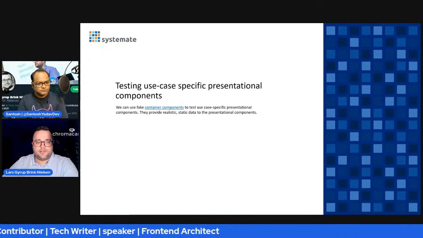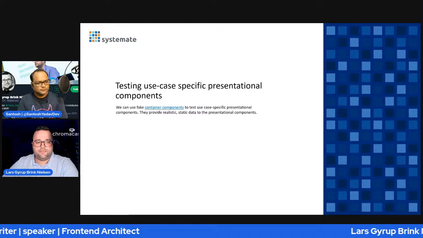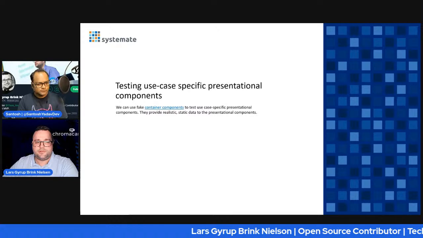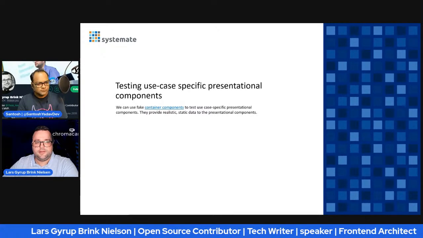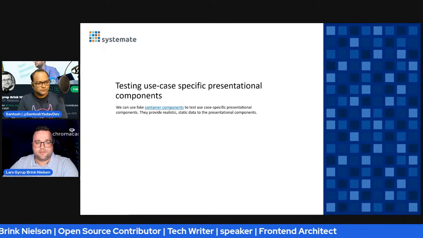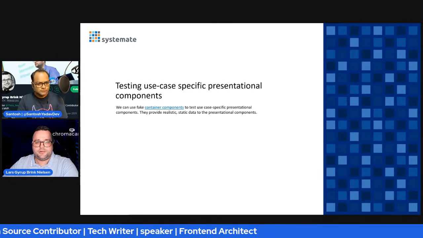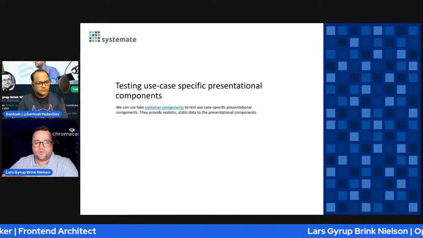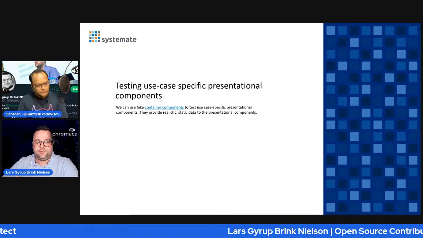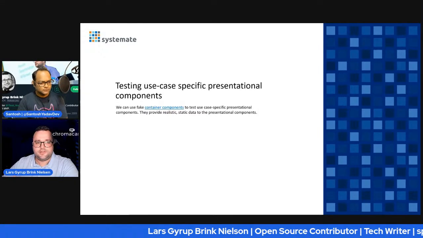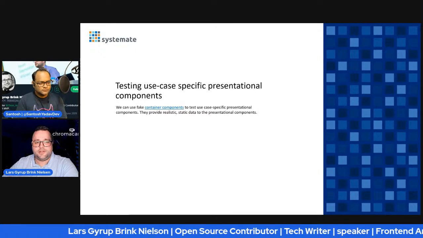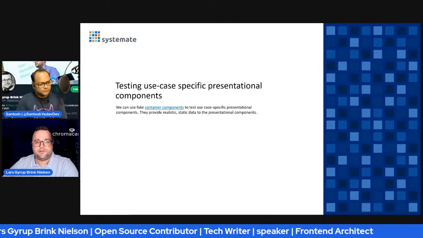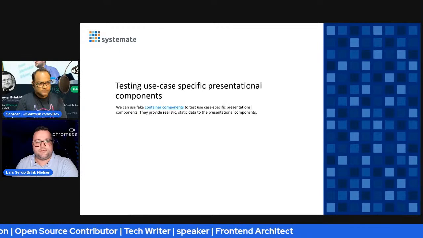So when we do test them, we can use fake container components to test the use case specific presentational components, because the container components with fake data will provide realistic but static data to the presentational component, and so we can pull it out from the app and just focus on what does it look like and what does it do with this state, this set of data it gets, because it is tied to the application state when it's a use case specific presentational component.